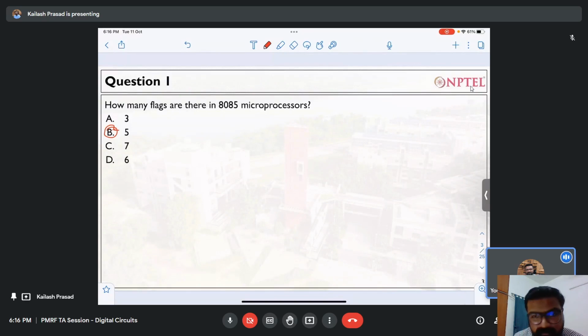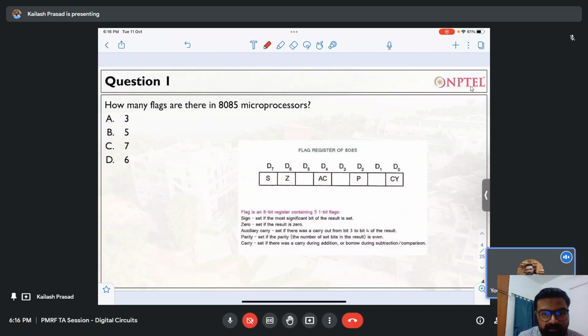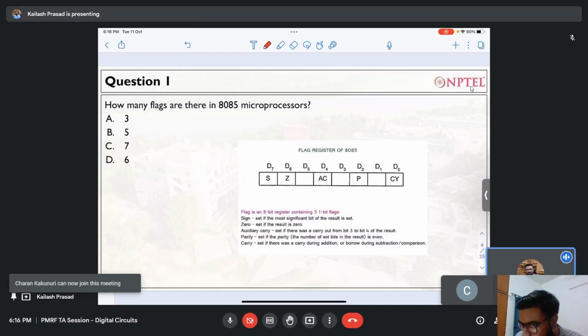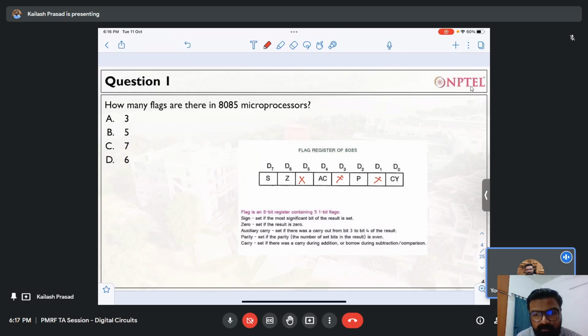So the answer to this question is actually five, right? Let me show you which flags are available. Actually, the flag register is an 8-bit register, so many of you might get confused whether we have 8 flags or 5 flags. The answer is actually five, so we have three don't cares in this flag register. These five flags are, first, S, which stands for sign. Sign is set to 1 if the MSB of the result is 1. If the MSB is 1, it means the number is negative, and sign bit equal to 1 means it is negative.